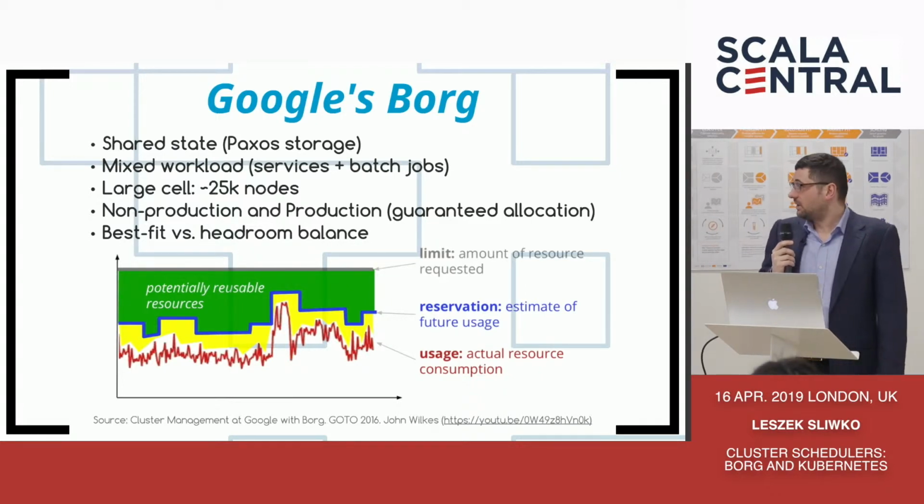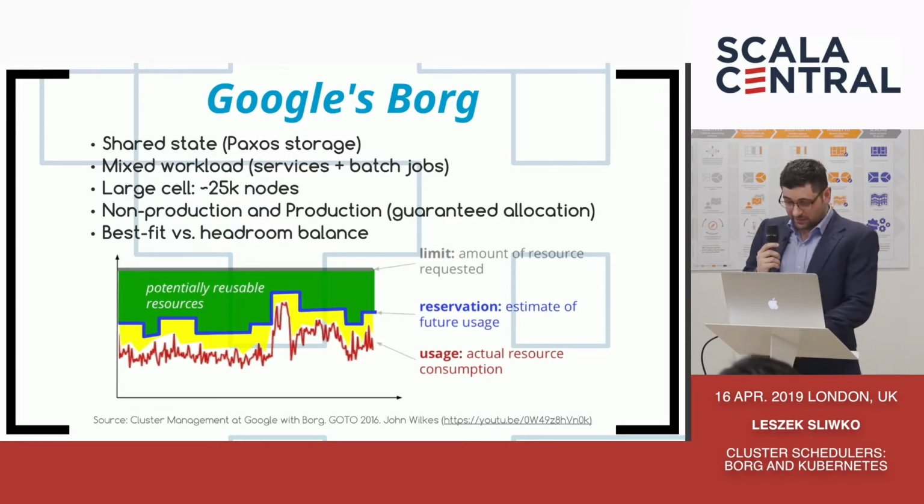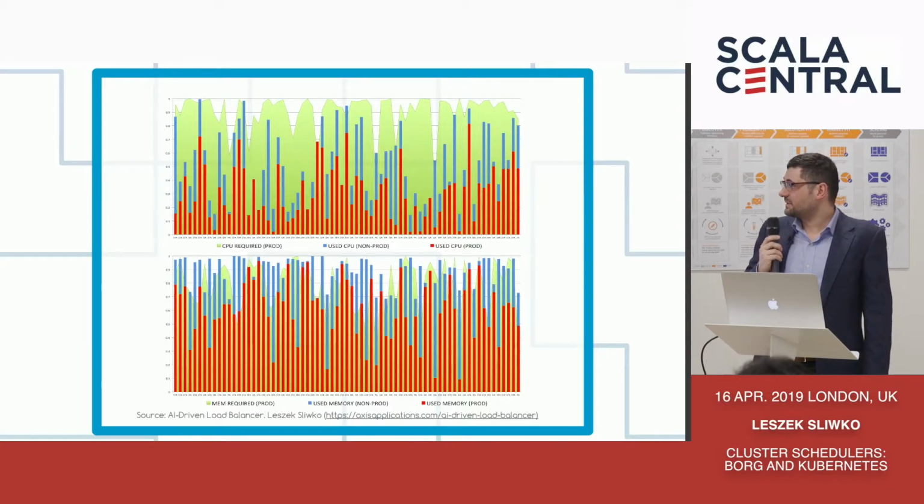Yellow color, and above that we have a green color, which is the resources we can claim for the opportunistic jobs. How does this look? Pretty much like this. As part of my research at the University of Westminster, I was doing some Ph.D. there.